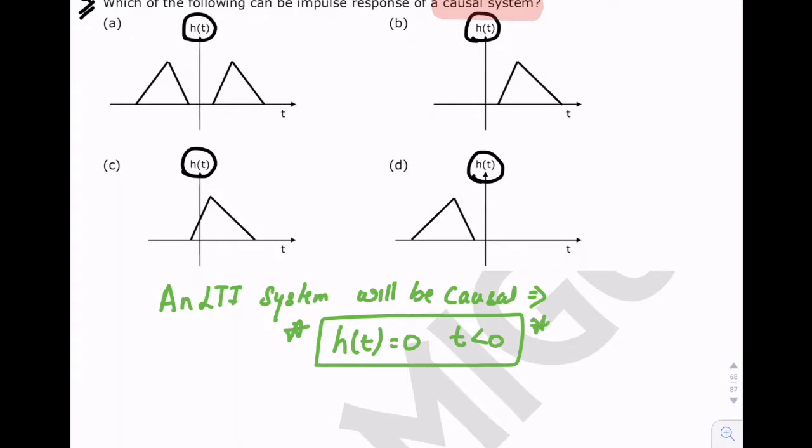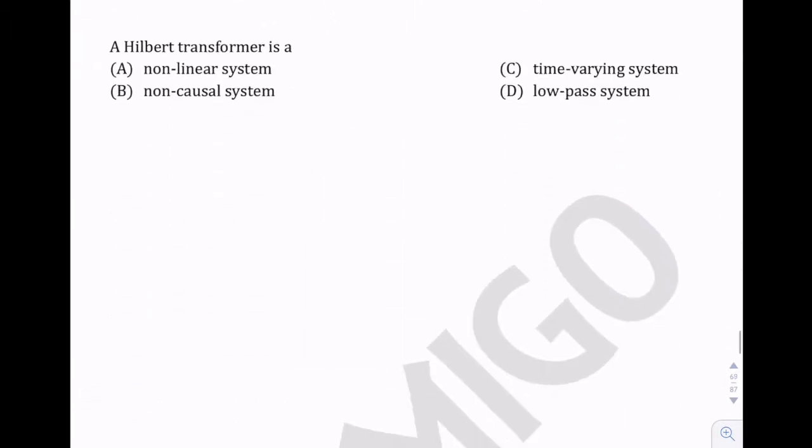Now here we can see that this is not satisfying the condition, this is also not satisfying the condition, this is also not satisfying the condition. Only option B is satisfying the condition, and thus only the system having the impulse response given in option B will be a causal system. So the answer is B in the question.